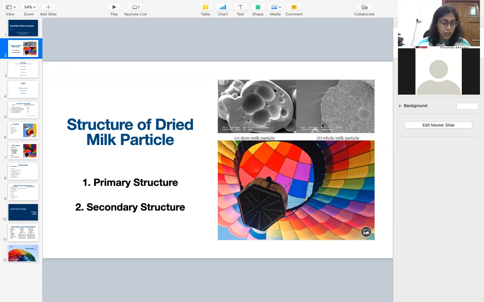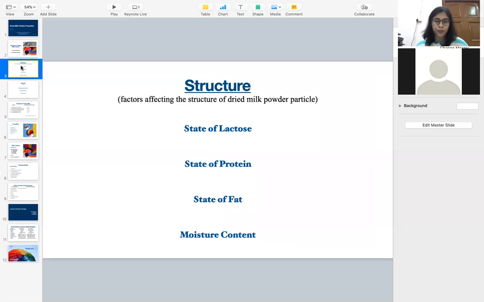Now, this primary and secondary structure has lactose, protein, fat, and moisture in it, which are present in different states. So we discuss these one by one. First, we discuss the state of lactose. Now, lactose is present as an amorphous substance. What is an amorphous substance? One is crystalline substance, one is amorphous substance, which is present in powder form. So lactose is present as an amorphous substance. And this lactose is hygroscopic in nature.